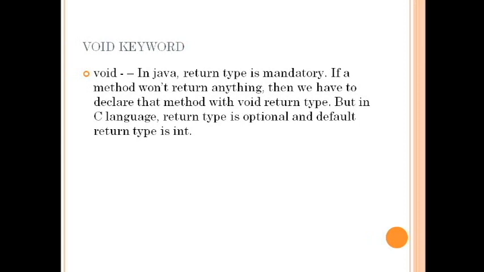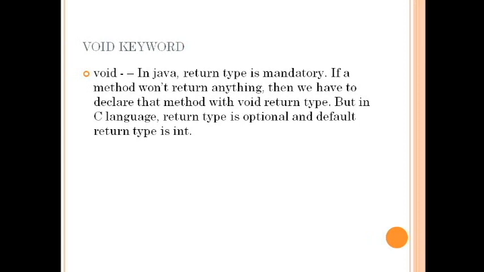However, if any one of you knows C language, in C language return type is optional and return type by default is int. So if we are not mentioning any return type, the by default return type is int. But in Java, there is no default return type like C, and it is mandatory to either use a return type or we must use void to signify that this method is not returning anything.